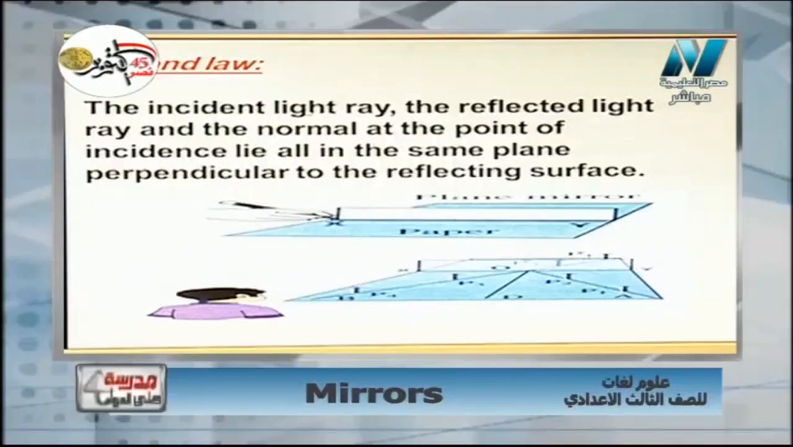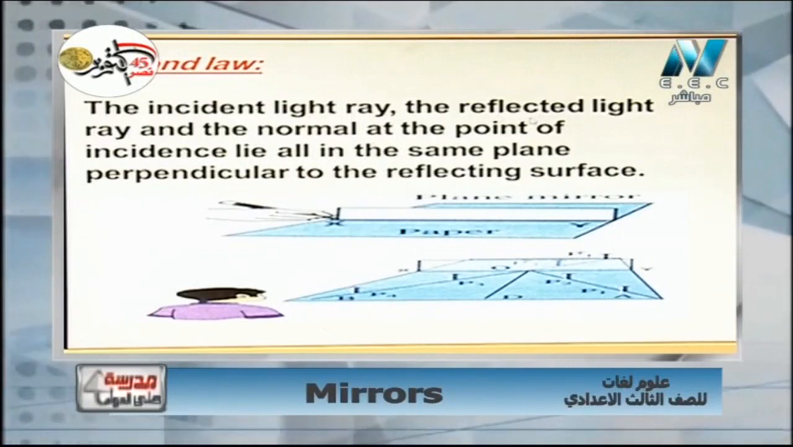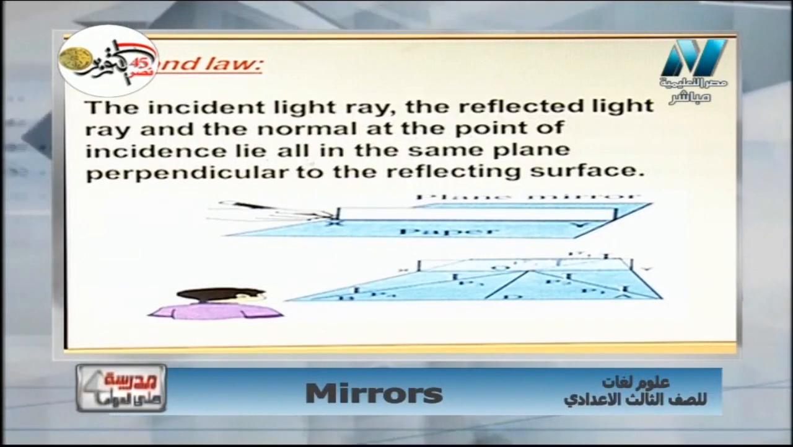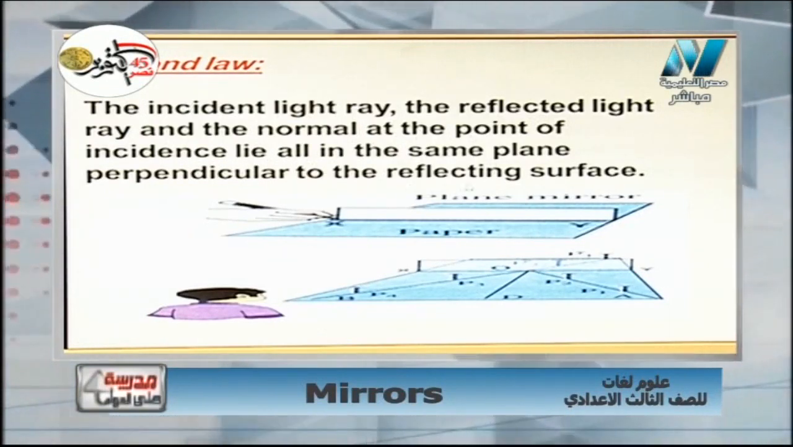This is the second law of light reflection. What's the second law of light reflection? The incident light ray, reflected light ray, and the normal line are all on the same plane, which is perpendicular to the reflecting surface. Okay, let's see it together. The second law: the incident light ray, reflected light ray, and the normal at the point of incidence lie in the same plane perpendicular to the reflecting surface.